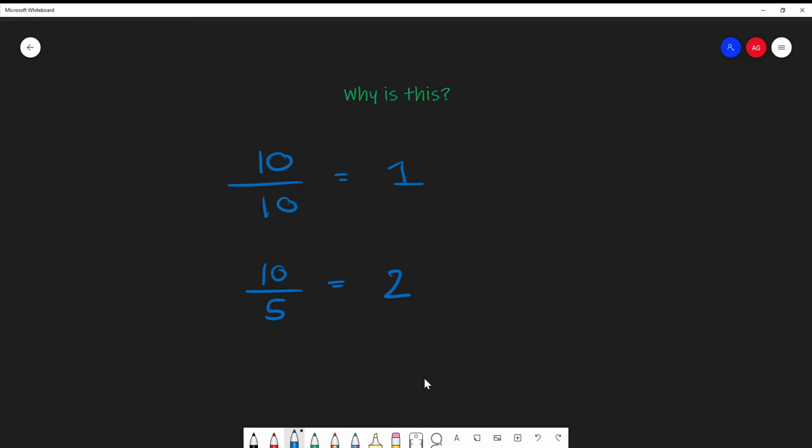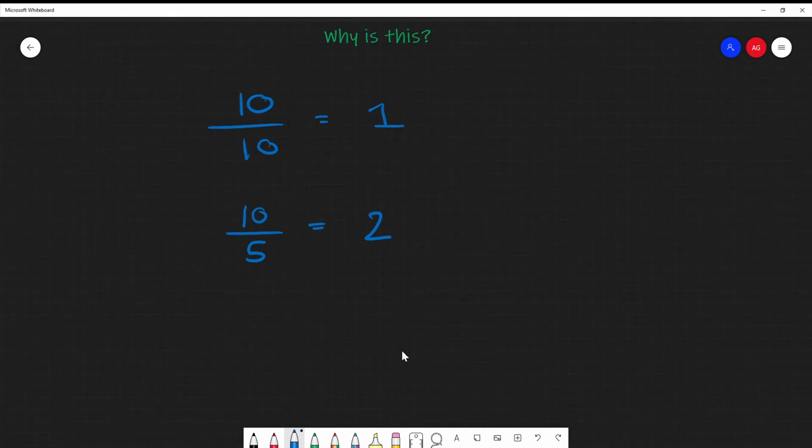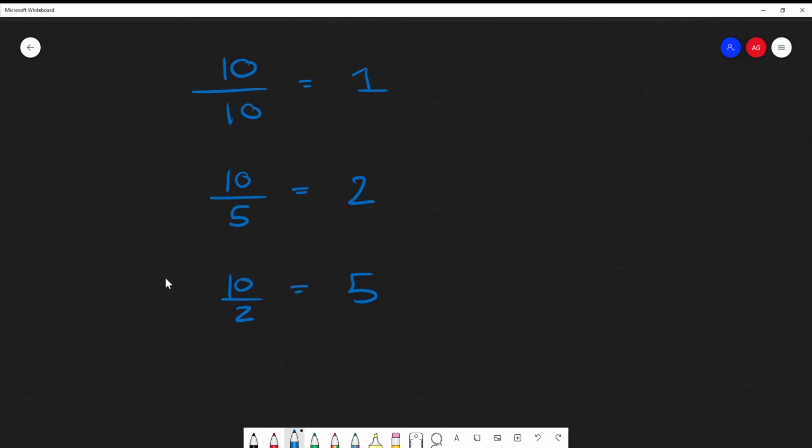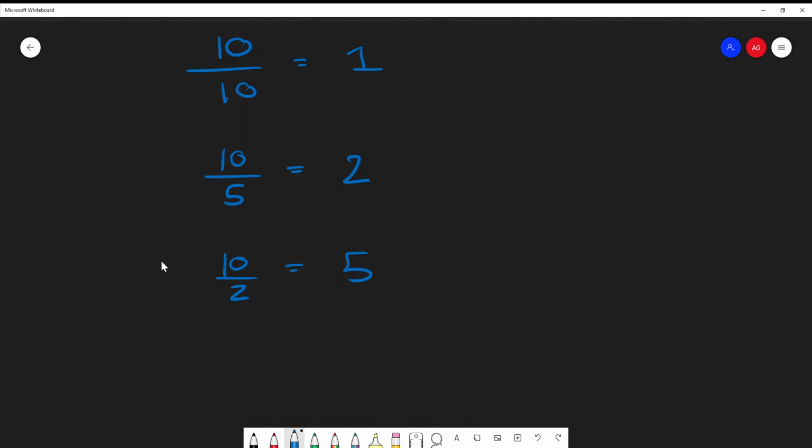Now, let's say we have an even smaller denominator. Let's say 2. 2 goes into 10 5 times, so our answer is 5. Now let's try one last example. Let's say 10 divided by 1. 10 divided by 1, and that's just 10. Because 1 times 10 is 10.